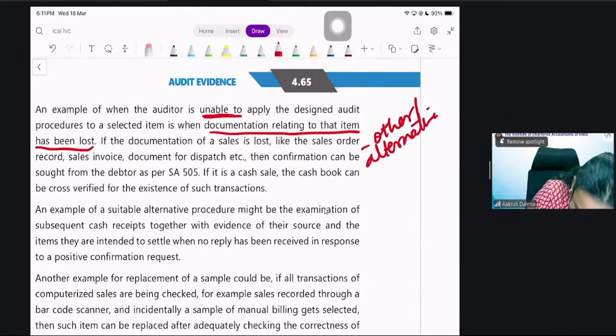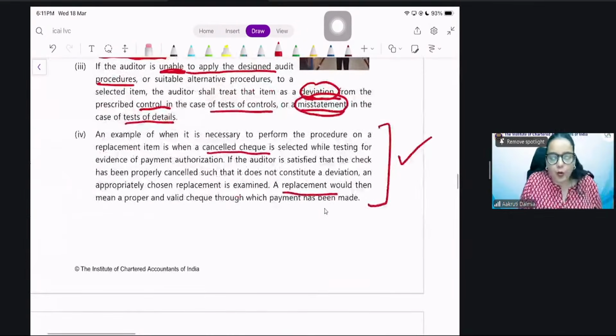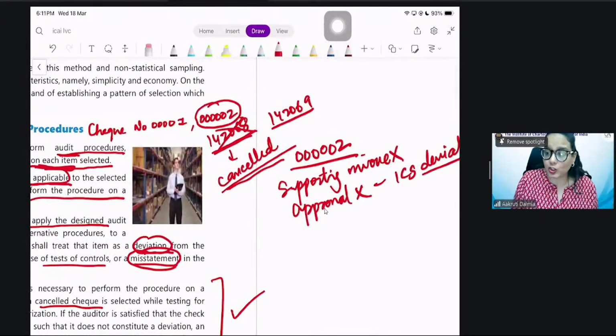Alternative audit procedure. What did I tell you? We have found a possibility that there is a deviation or a possibility there is a misstatement. Just because we didn't find the invoice, does it mean automatically there has been some fraud? Does it automatically mean that there has been some fraud? No. We'll perform alternate audit procedures.